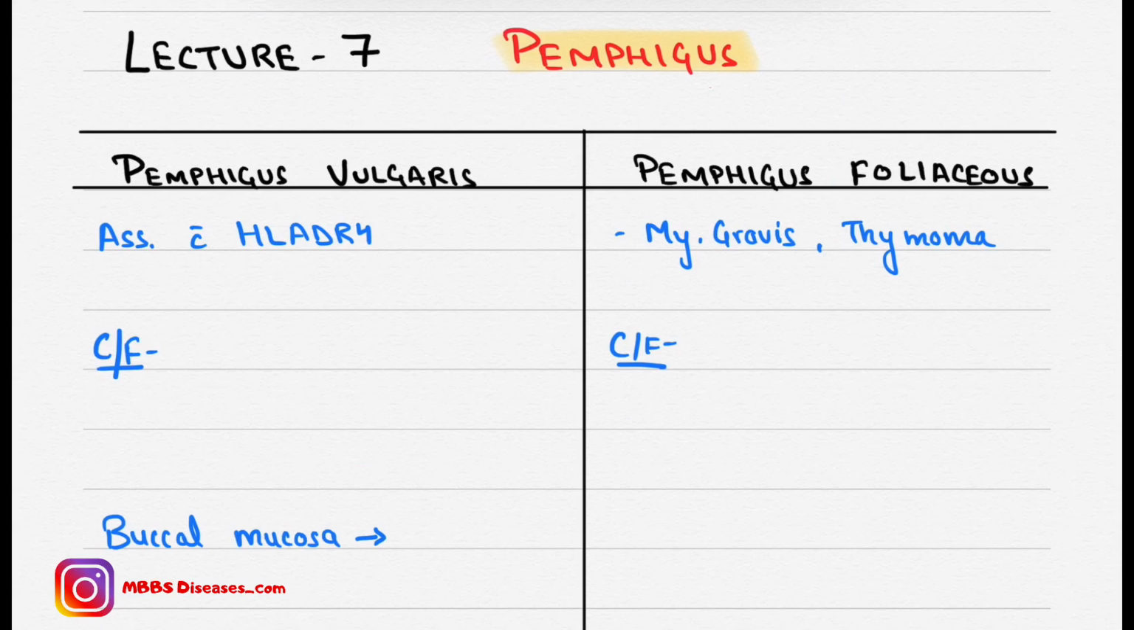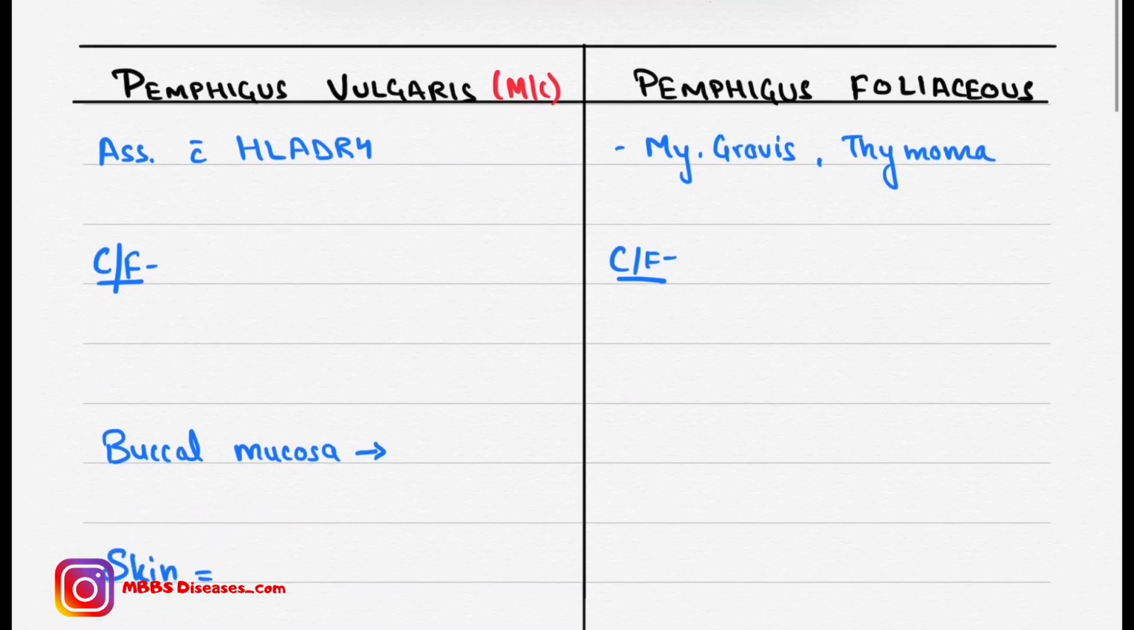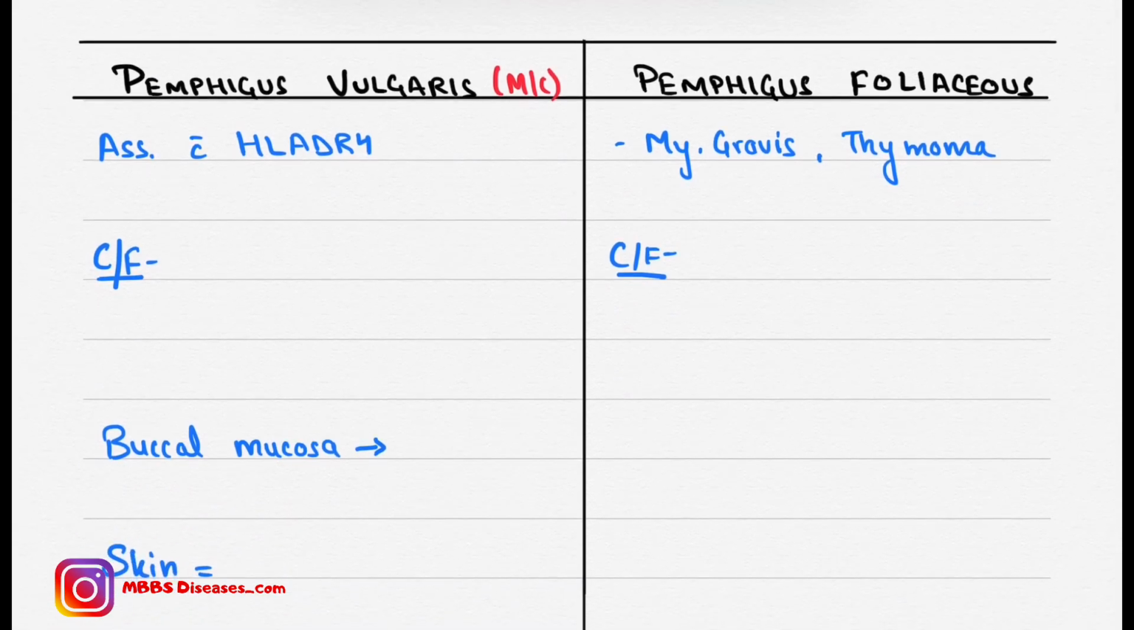Okay, so as the name suggests, vulgaris means the most common type. If you find the word vulgaris in any disease, then it will be the most common type of that disorder. So Pemphigus vulgaris is the most common type. It is associated with HLA-DR4 because it is autoimmune, and Pemphigus foliaceus is associated with myasthenia gravis and thymoma.